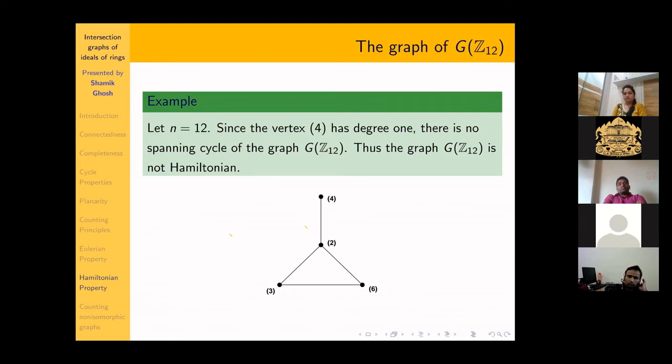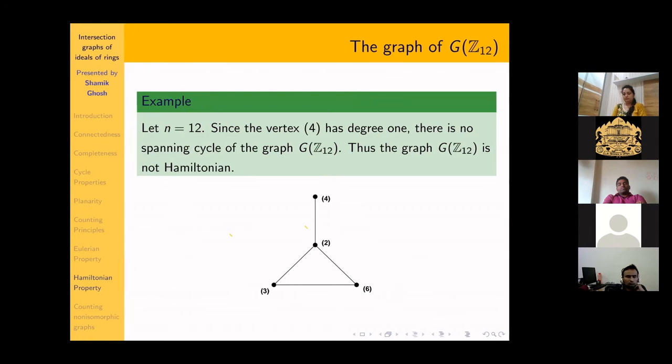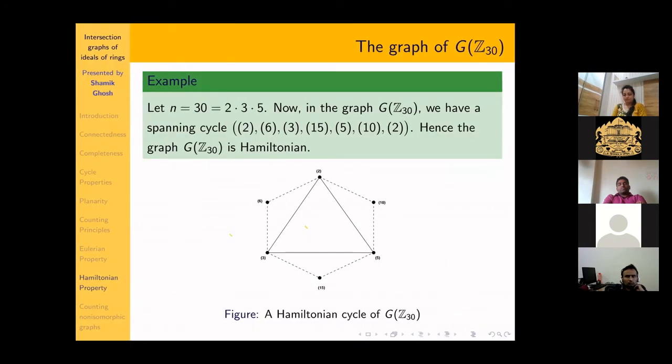And so now we search for which graphs of Zn are Hamiltonian. You see that this graph is not Hamiltonian, but for Z30, the graph is Hamiltonian, and a Hamiltonian cycle is shown by the dotted line: 2 to 6, 6 to 3, 3 to 15, 15 to 5, 5 to 10, 10 to 2. So that is a Hamiltonian cycle that you can have, also called the spanning cycle. This graph is Hamiltonian. So the question is for which n the graphs are Hamiltonian and for which n they are not.